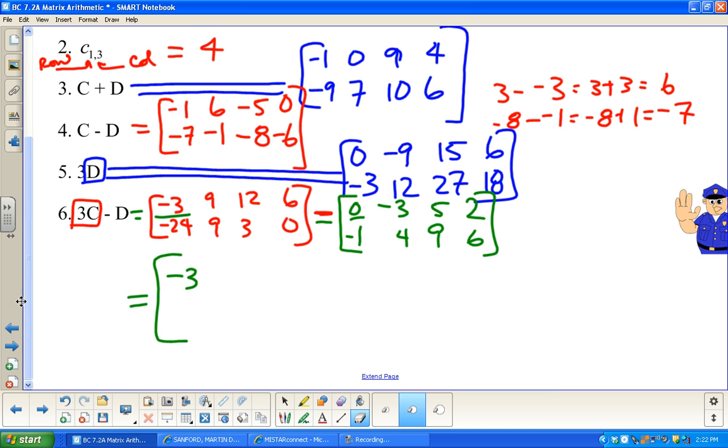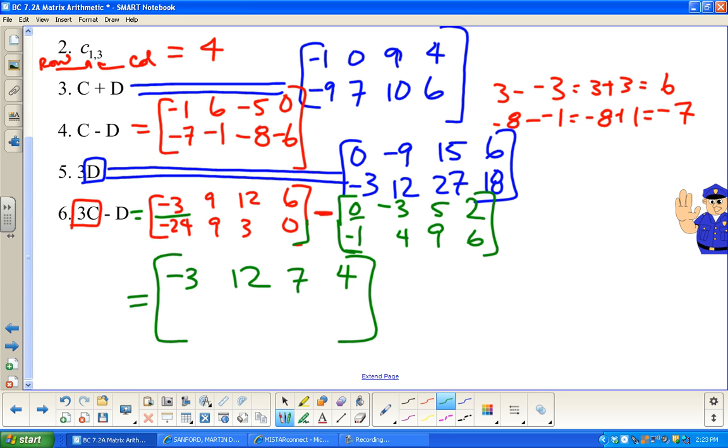I don't really like that. I'm going to mess things up, but that's all right. Okay, 9 minus negative 3, 12 minus 5, 6 minus 2. Negative 24 minus negative 1. Okay, think about that one. 9 minus 4, 3 minus 9, and 0 minus 6. Okay, so that was the big ugly one out of that.